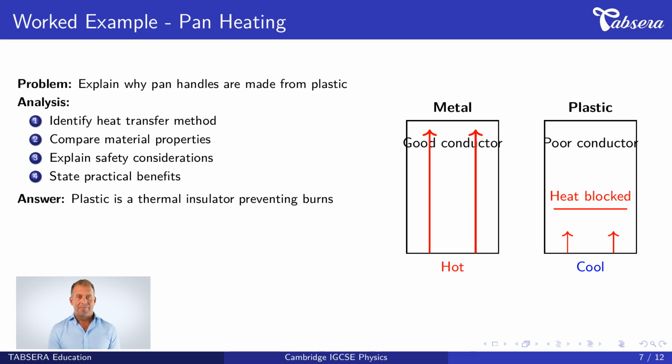Third, explain safety considerations. If handles were metal, they would become dangerously hot. Fourth, state practical benefits. Plastic handles remain cool, preventing burns. The answer is, plastic is a thermal insulator preventing burns by blocking heat conduction from the hot pan to the user's hand.